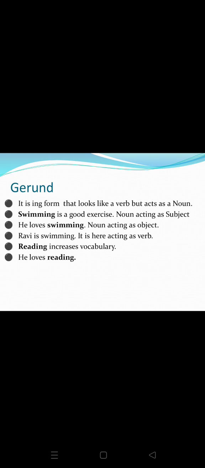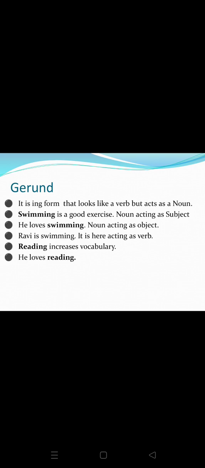Reading does not have any subject of its own. Loves has a subject, that is he, but reading does not have a subject, so it is non-finite verb. It is a gerund which is acting as an object.